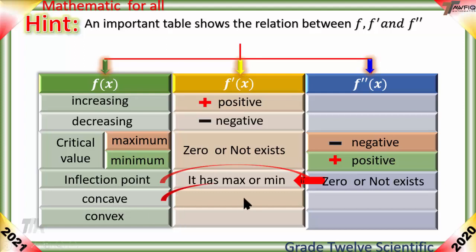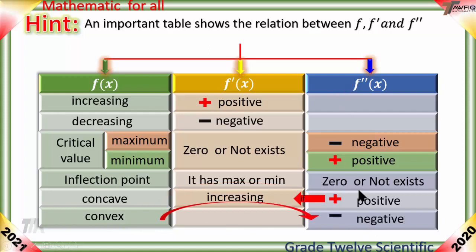And when f of x is concave, then the second derivative is positive. Because the second derivative is positive, that means the first derivative must be increasing. And when f of x is convex, then the second derivative is negative. That means the first derivative is decreasing.